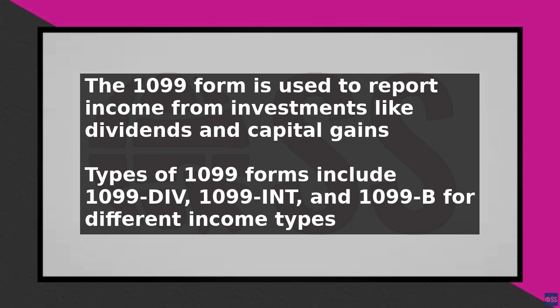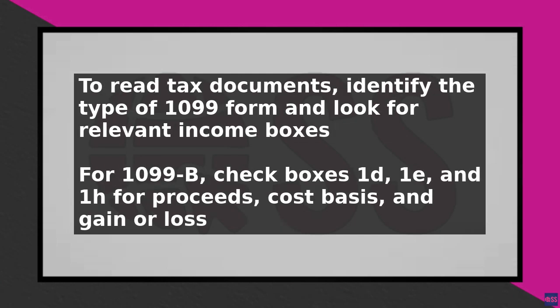If you received a 1099-B, look for the proceeds from broker and barter exchange transactions reported in box 1D. This represents the total proceeds you received from the sale of securities. You will also see the cost basis reported in box 1E, which represents the original purchase price of the security. The gain or loss is reported in box 1H, which represents the profit or loss from the sale of the security.